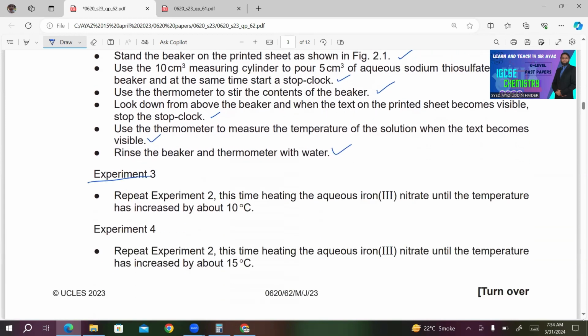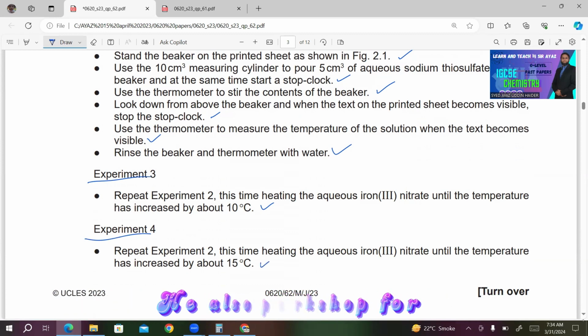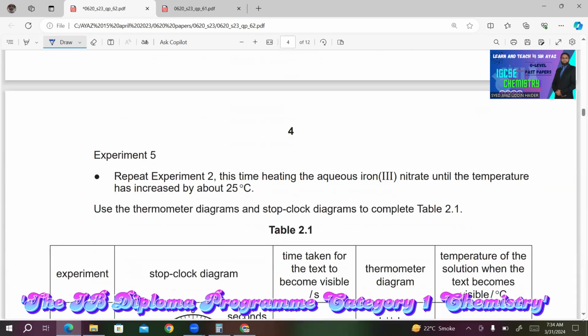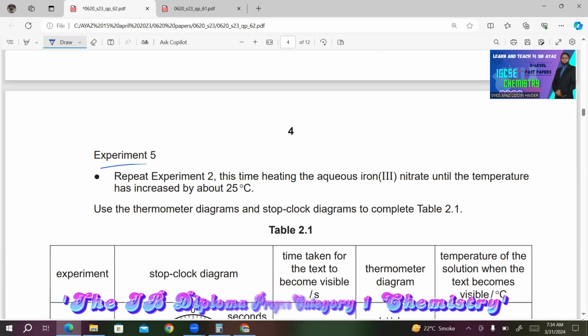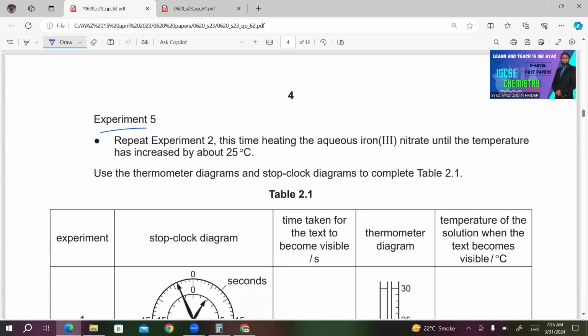Repeat experiment 2, this time heating the aqueous iron(III) nitrate until the temperature has increased by about 10 degrees centigrade. Experiment 4. Repeat experiment 2, this time heating the aqueous iron(III) nitrate until the temperature has increased by about 15 degrees centigrade. Experiment 5. Repeat experiment 2, this time heating the aqueous iron(III) nitrate until the temperature has increased by about 25 degrees centigrade. Use the thermometer diagrams and stop clock diagrams to complete table 2.1.